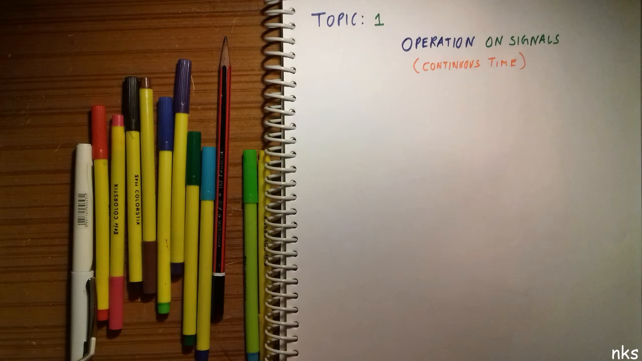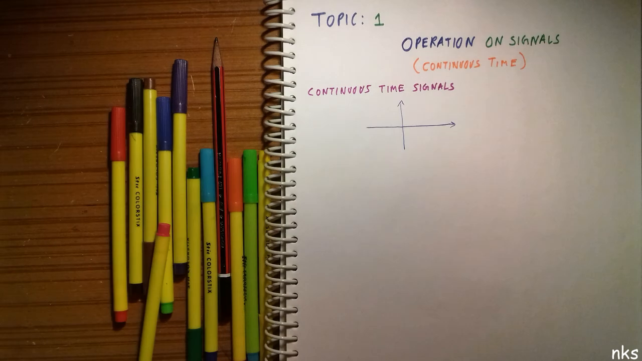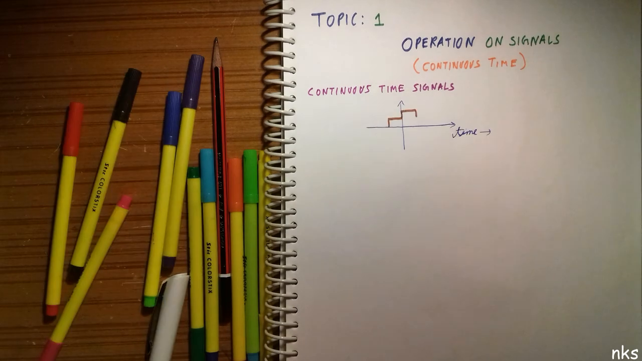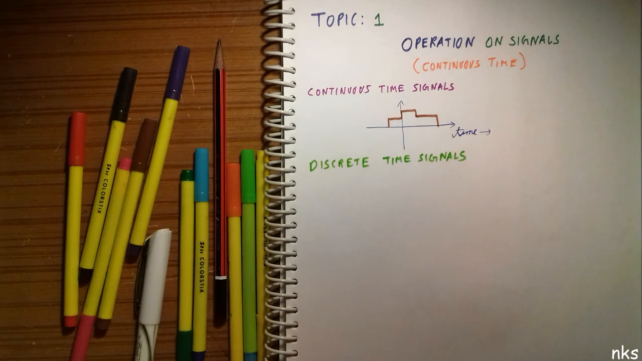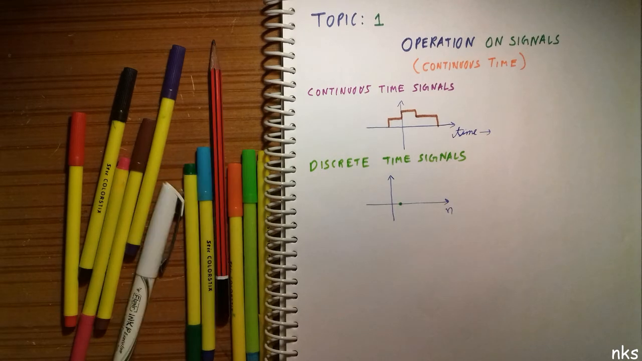So let us first discuss what continuous time signals are. Now we take an example of a continuous time signal as shown on the screen. Now we will plot the same signal in discrete time. So we will take the x-axis as shown on the screen. Here the x-axis is n. n is always an integer.